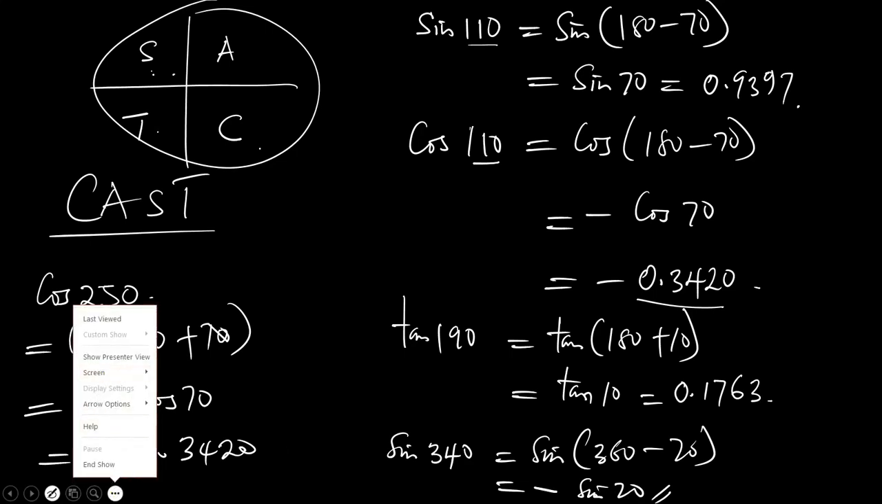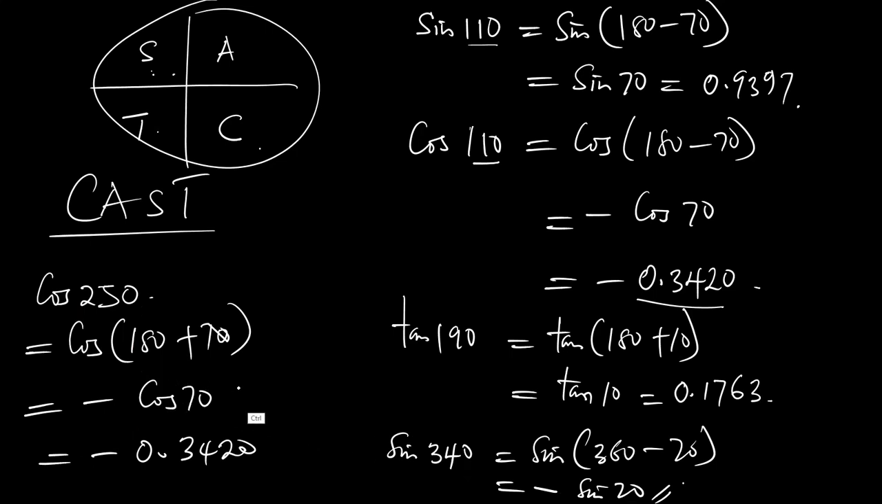Okay, there's no need looking at the table. You see, I've shown how to look at the table. So now, just get the value for sine 20, and that is it. And then the next one.